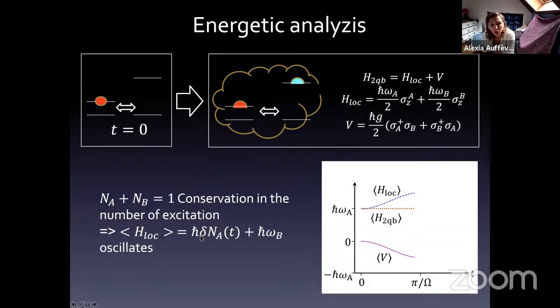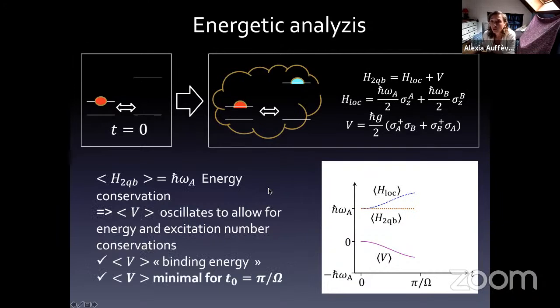But then I also have the conservation of the total energy of the two qubits that also involves the coupling term. And actually the coupling term oscillates in the opposite sense to compensate for the increase of the local energy term. So this coupling term can really be seen as some sort of binding energy that is here to ensure both the conservation of excitation and the conservation of energy.